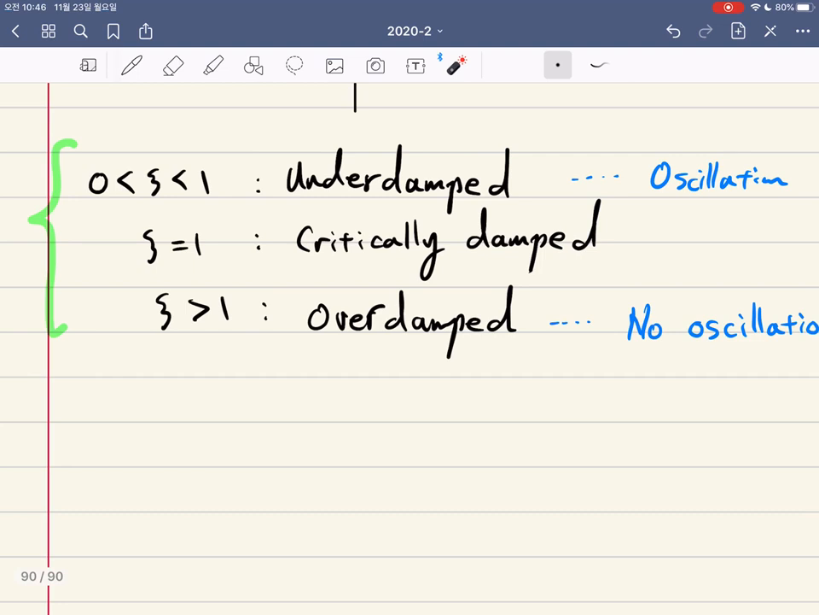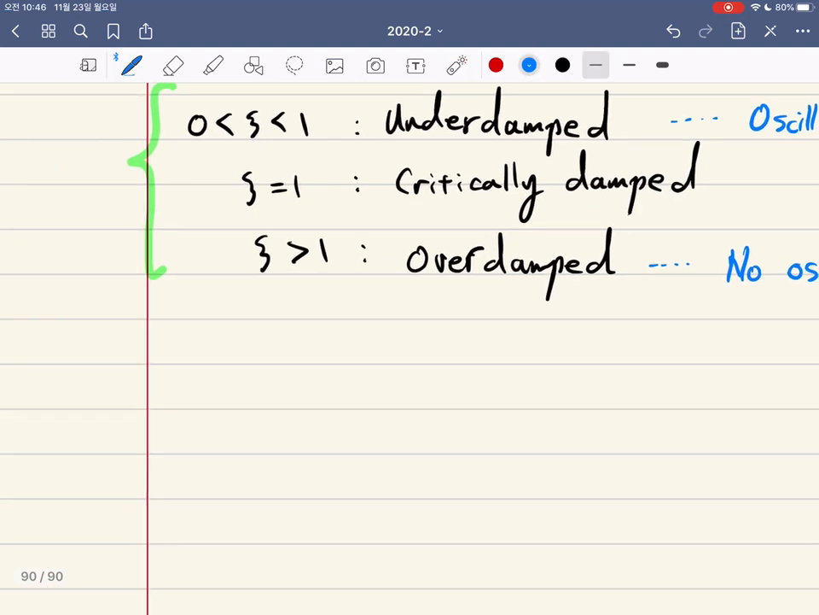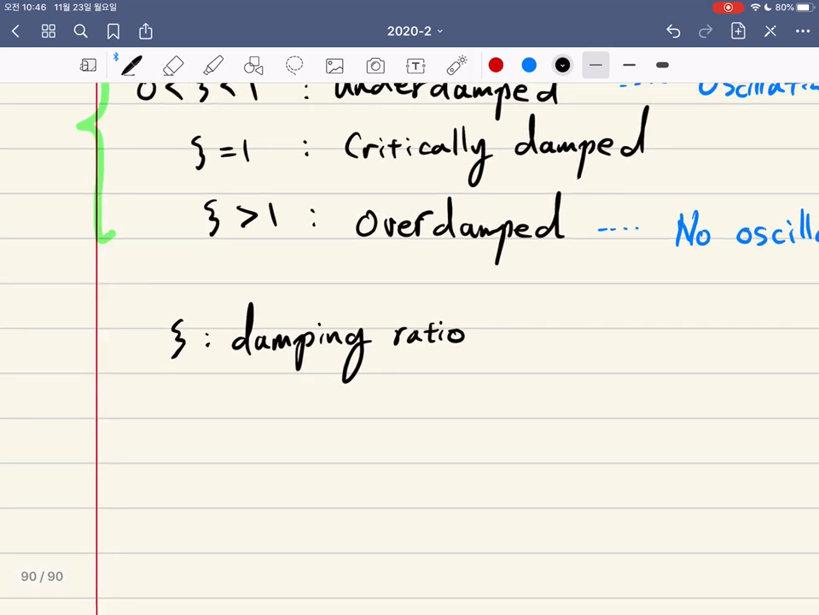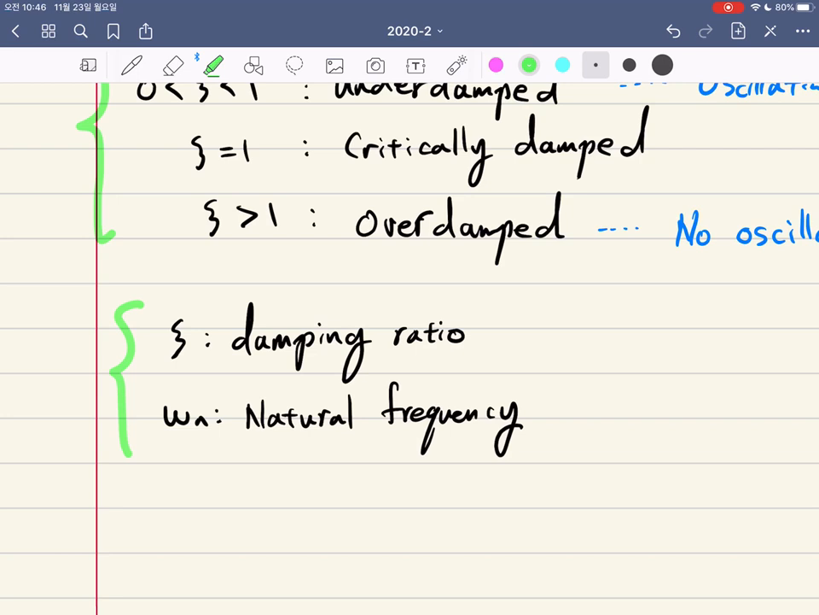So now it's our time to introduce our two specifications. Zeta is called the damping ratio, the amount of damper that exists in the system, and the omega n is called the natural frequency. It is the natural frequency of that system.